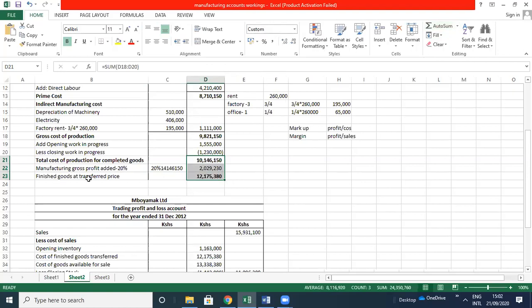For you to be able to get what we called finished goods at transfer price. Finished goods at transfer price will be 12 million 175 380. I hope we are together up to that point.